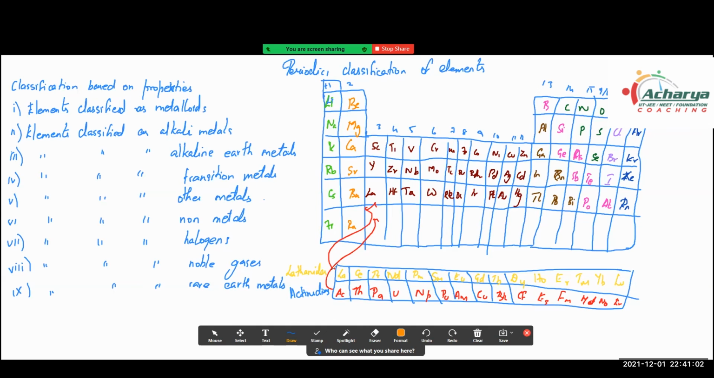And then they generally have radioactive elements, and they constitute the sixth and seventh period in the periodic table. So this is all about the classification of elements based on their properties. So in brief, we'll move with metalloids, which possess both metal and non-metal character. Alkali metals are highly reactive. Alkaline earth metals are comparatively less reactive than alkali metals.